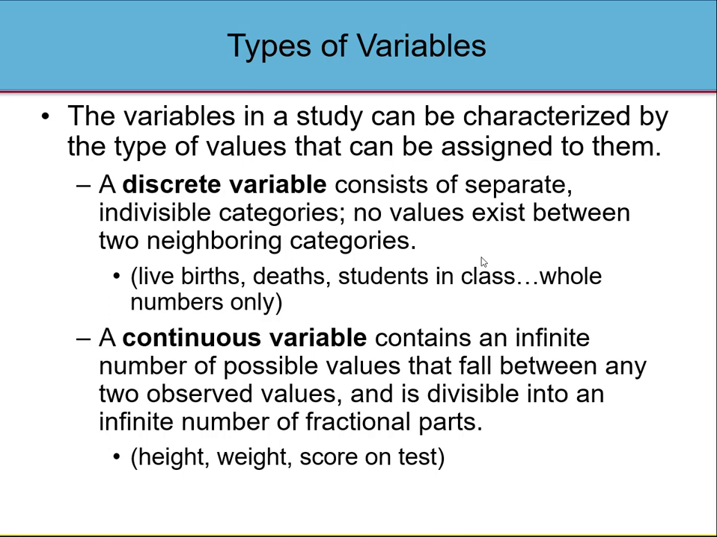A discrete variable consists of separate, indivisible categories. So no values can exist between two neighboring categories, like live births, deaths, students in class. Whole numbers only. You can't have half of a live birth. You can't have half of a death. It's either there or it's not there, right? You can't have half of a student. So those are discrete variables, and continuous variables contain an infinite number of possible values that fall between any two observed values, and are divisible into an infinite number of fractional parts, like height, weight, scores on tests, etc.